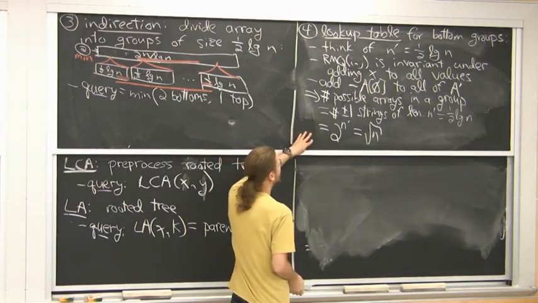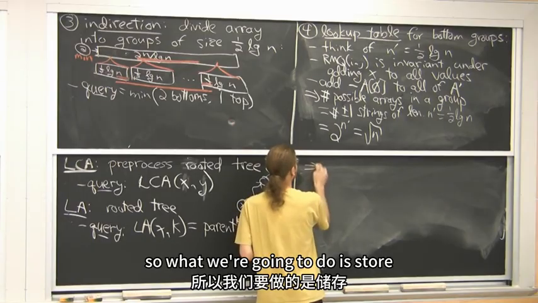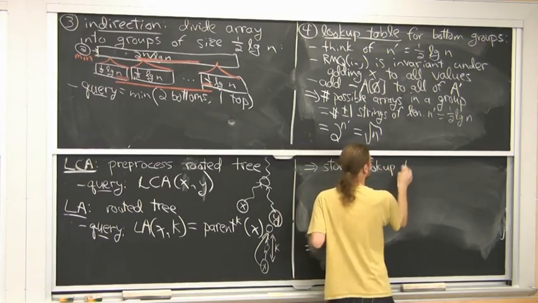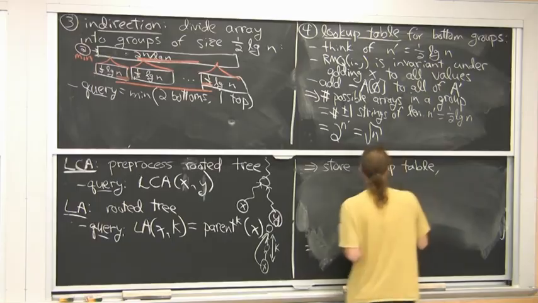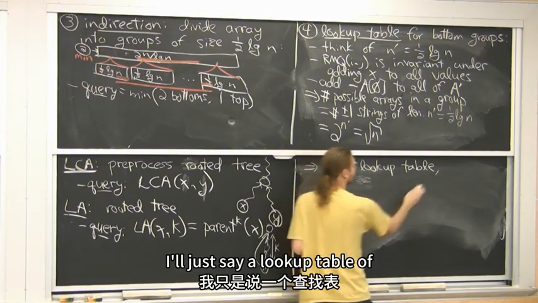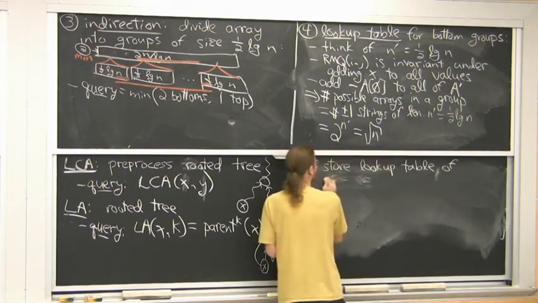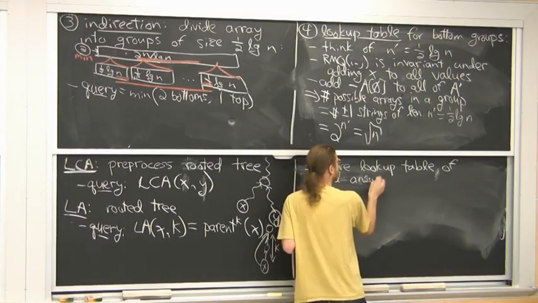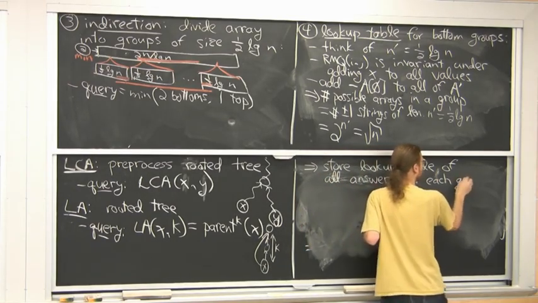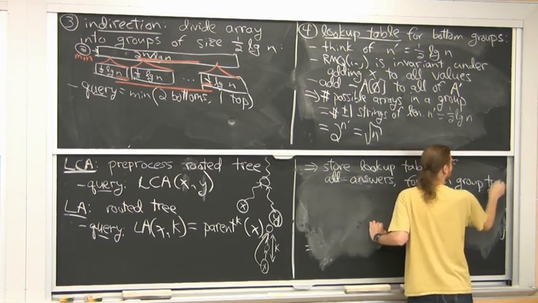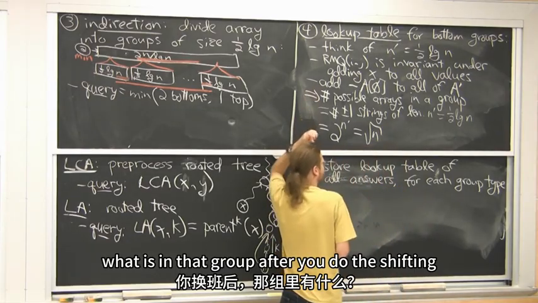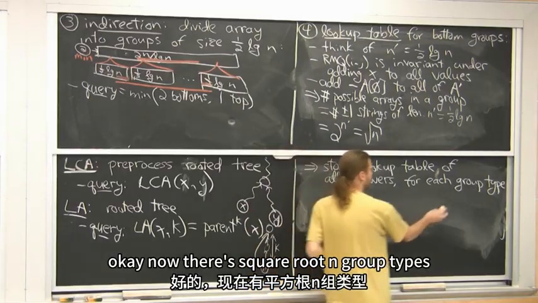So here we have these different types. What we're going to do is store a lookup table that says, for each group type, a lookup table of all answers. Do that for each group type. Group type meaning the plus or minus 1 string. It's really what is in that group after you do the shifting. Okay, now there's square root of n group types.